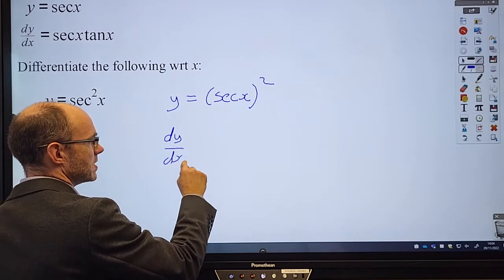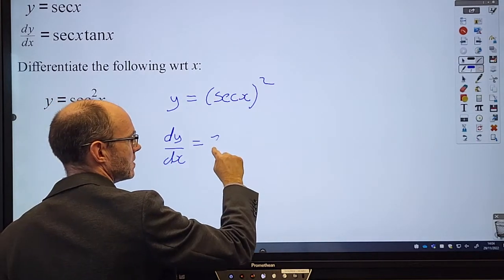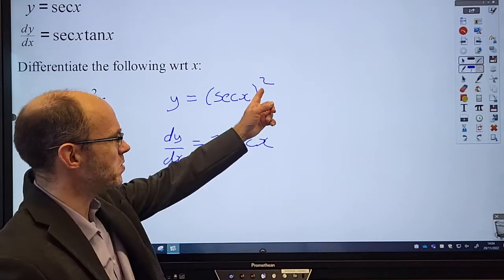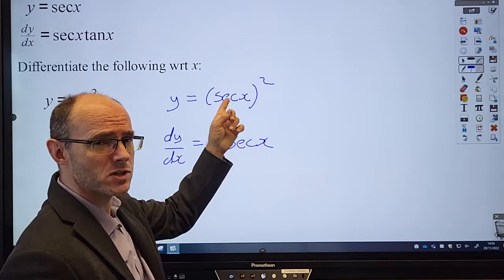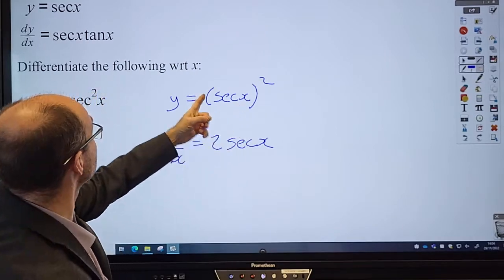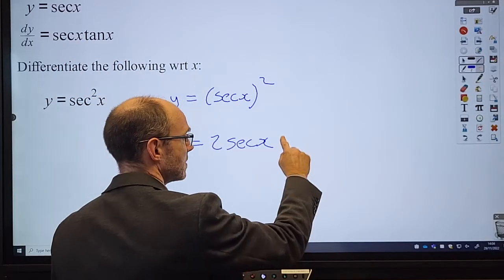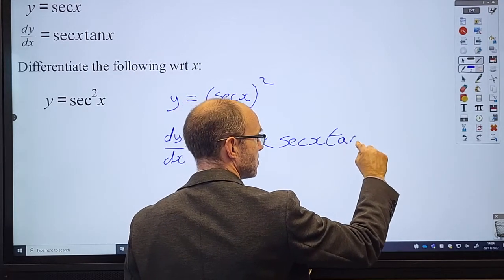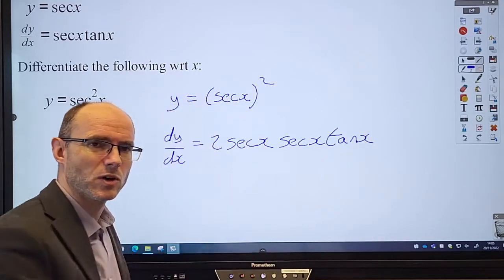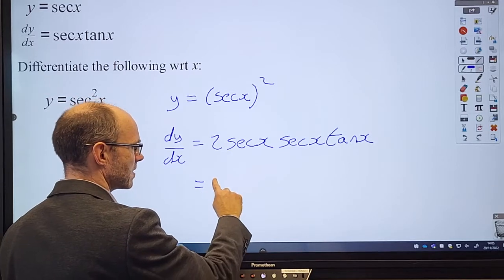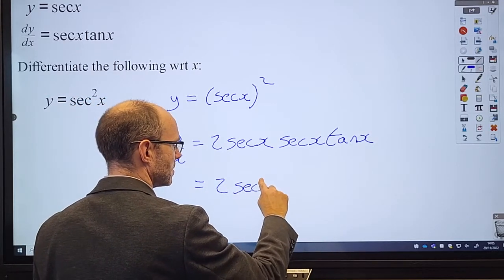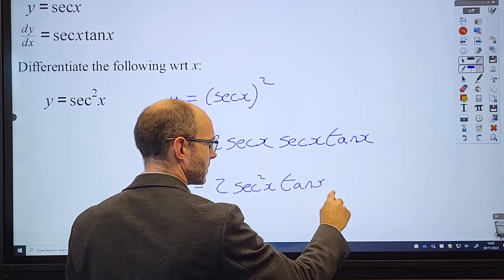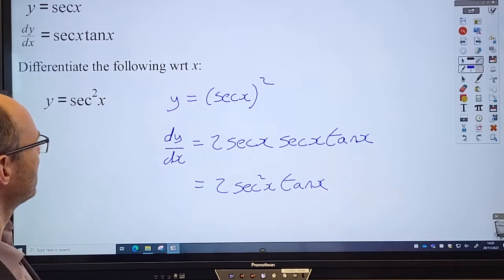So when we differentiate it, bring the power down, sec x to the power of 1, decrease the power by 1, which is just sec x. Then differentiate what's in the brackets. Differentiate sec x, get sec x tan x. I'm just writing like this for the moment. You can see my working, how we've got that. Then our final answer is going to be 2 sec squared x tan x. I hope that was good for you.